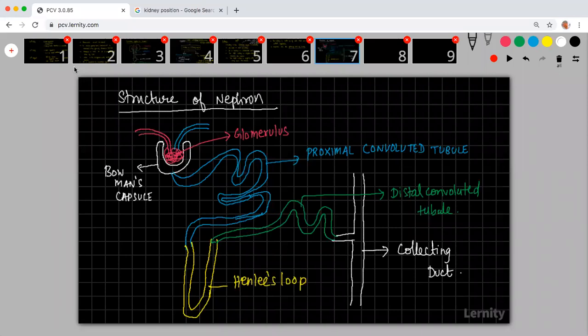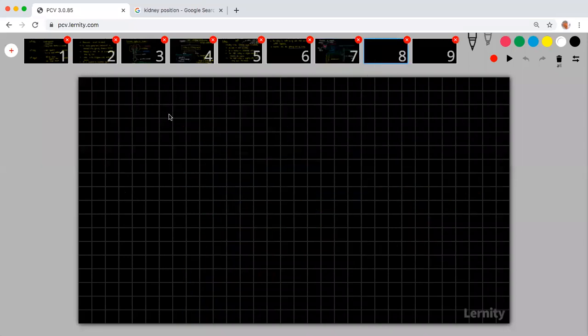Okay, what are the branches above this? So this is nothing but venules, and this is nothing but your arterioles. What will happen is in your body the renal artery enters. When the renal artery is entering, it will branch out very profusely. What are these branches called? These branches are called arterioles.